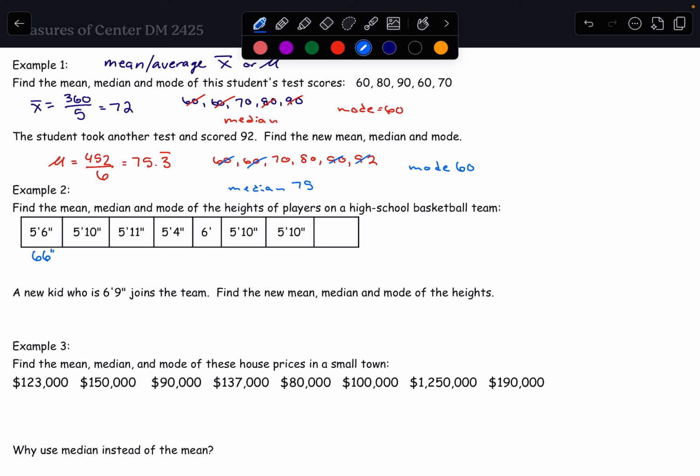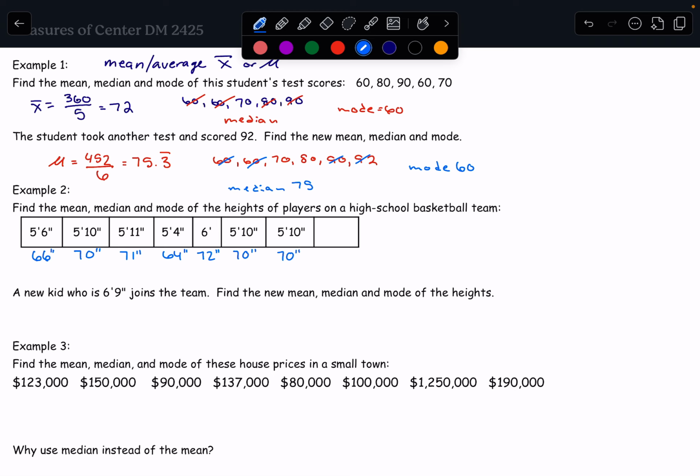5 foot 10 is 60 plus 10. So that's going to be 70 inches. 5 foot 11 is going to be 71 inches. 5 foot 4 is going to be 64 inches. 6 foot is going to be 72 inches. 5 foot 10, we already did that one, right? Yeah, 70 inches and another 70 inches.